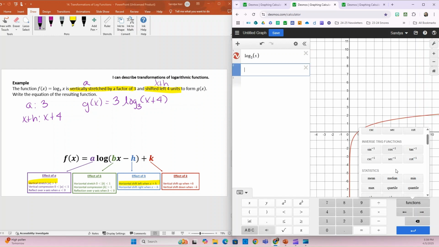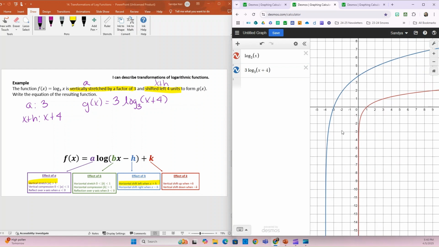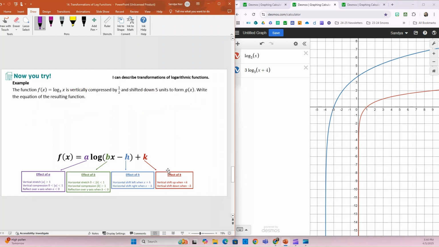And then for the transformed function, I'm going to go back. Once again, I'm going to choose the log base a and then do 3. And then on the inside, I'm going to do x plus 4 and then close the parentheses. And remember, in front, I need that 3 that reflects the value of a. You can see here this graph is in fact vertically stretched, and it's also shifted to the left 4 units. So now you can go ahead and pause the video and try doing this example on your own.